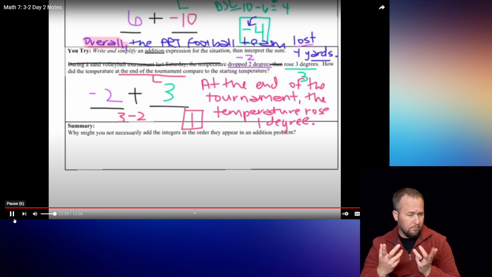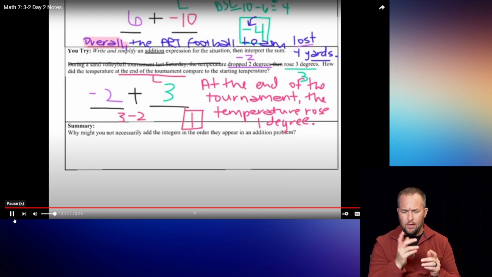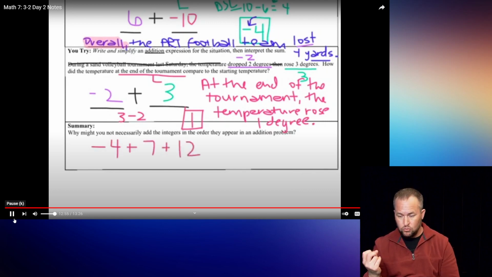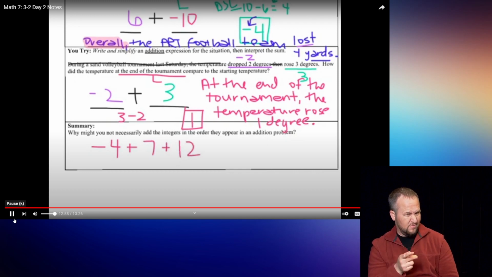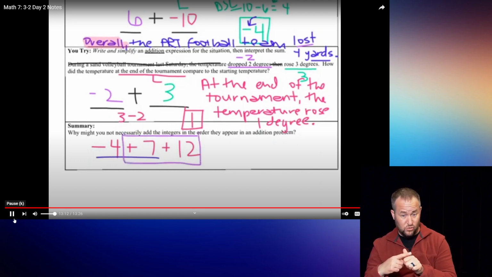All right, the last thing, the summary part. I want you to go ahead and answer the summary because it says, why might you not necessarily add the integers in the order that they appear in an addition problem? So I'm going to give you an example. If you have something like -4 plus 7 plus 12, why might you not necessarily add the integers in the order that they appear? Well, some of us don't love that these are different signs right here. So instead, you are allowed to go ahead and add these two numbers together first, if you would like, just because you can see it's addition, and then simplify out that -4 or take away -4.